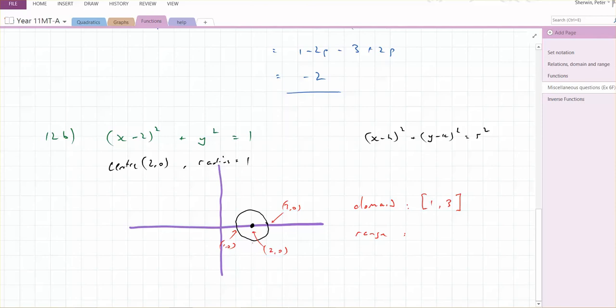Range. Okay, what's this value? The lowest value here is minus 1, isn't it, for y? So that'll be 0 minus 1 there, and that'll be 0 plus 1 there. So the range in values, the lowest y value is minus 1, and the highest y value is 1. So that would be our range, minus 1 to 1 in square brackets.